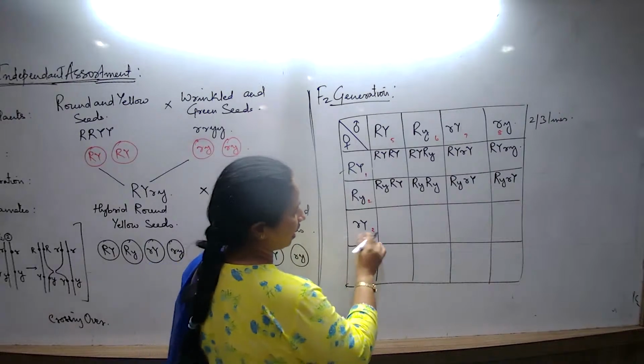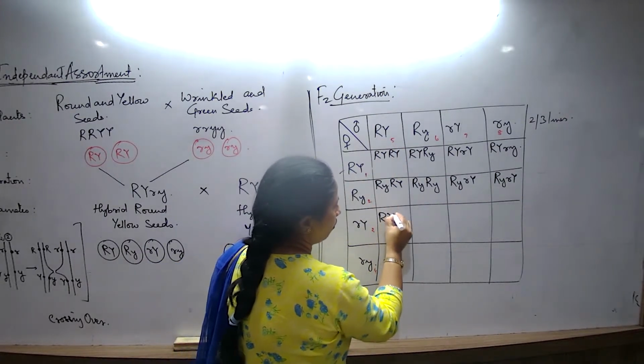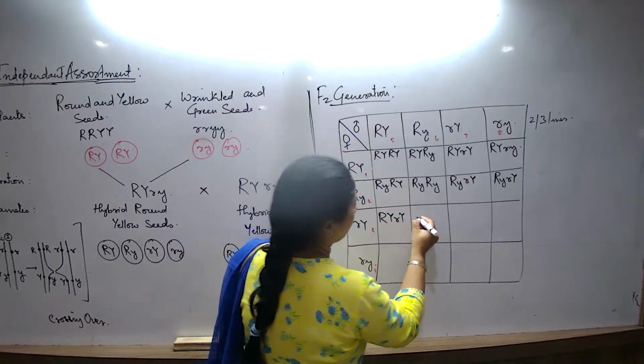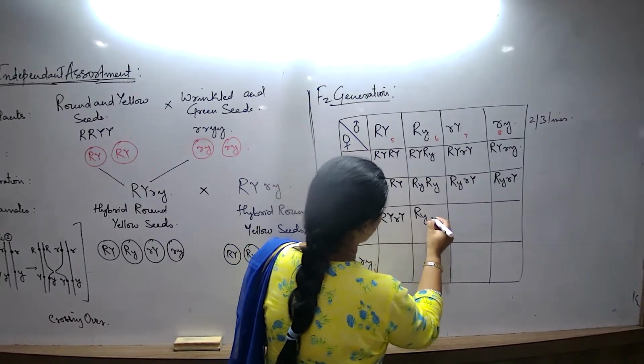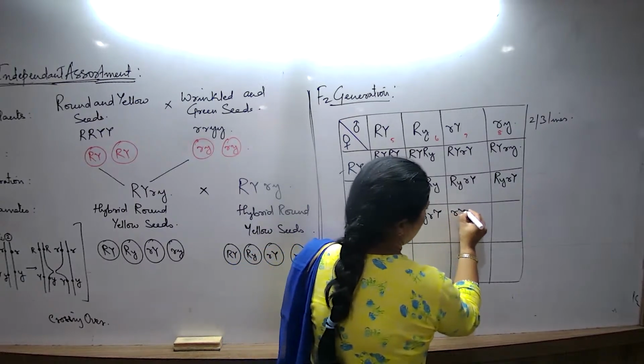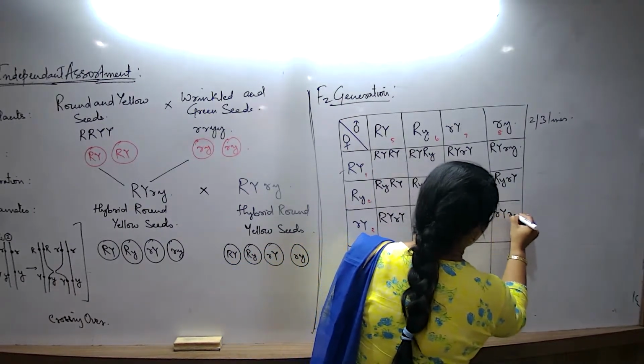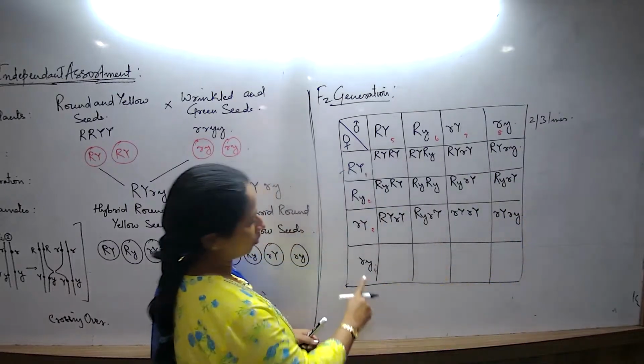Next, let us take this. I will write down the dominant first. So I will take this and this one, capital R, small y, and this, and you can write dominant first, not a problem.